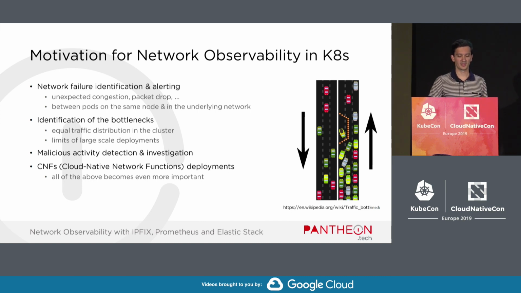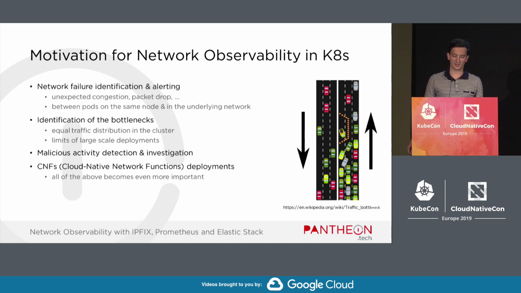Apart from network failures, another motivation would be identification of the bottlenecks. In case you want to distribute traffic in the cluster so that everything works correctly, you usually want to see whether your network would properly handle your load distribution. And of course, in case you are doing large-scale deployments, you want to know where are the limits of the scale. Another motivation would be detection and investigation of malicious activities. For the detection, that's quite easily doable. For the investigation, you may need a little bit more data than usual.